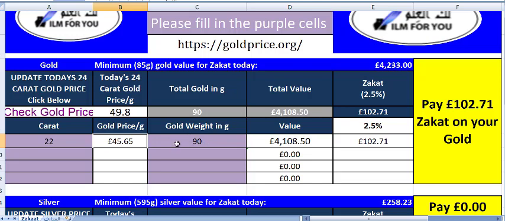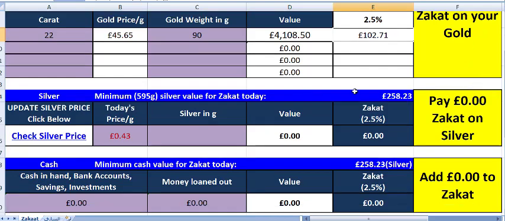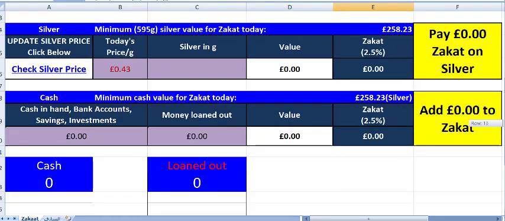And then how many grams you have in that gold? And here comes the price. From that price, the 2.5% calculation is going to be 102.71 pounds with Zakaat. That's why it shows here. This is for the gold, and this is for the silver, and this is for your wealth, money. The cash you have, lent out, whatever else you have, you put in here. So all three added, and you see the Zakaat.